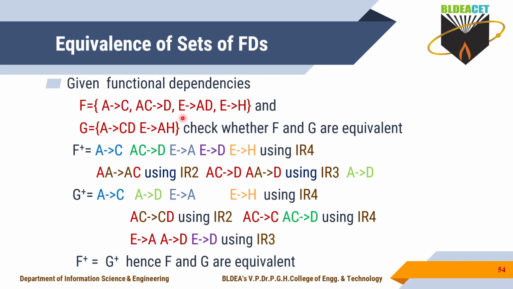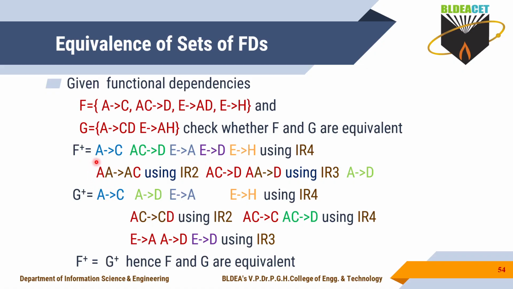The actual given functional dependency was E determines AD. I decomposed that into E determines A and E determines D. It doesn't make any difference to the functional dependency. Here I used inference rule 4, the decomposition rule. So these are the first closure entries. After applying IR4 decomposition, I got these two as new functional dependencies.